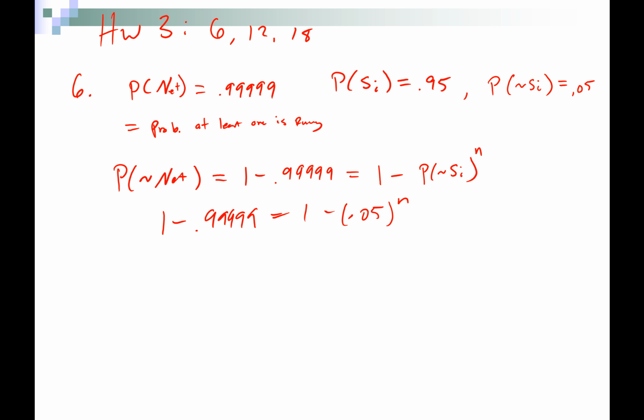And so what does that mean? 0.05 raised to the nth power is equal to 0.99999. Is that right? That can't be right because it doesn't work. Let's see.